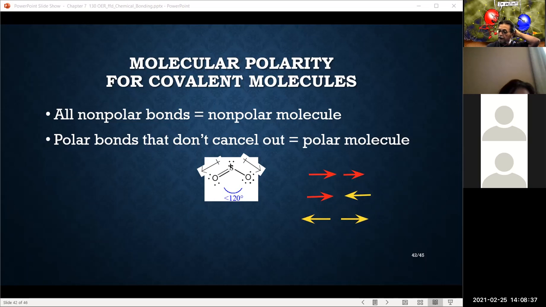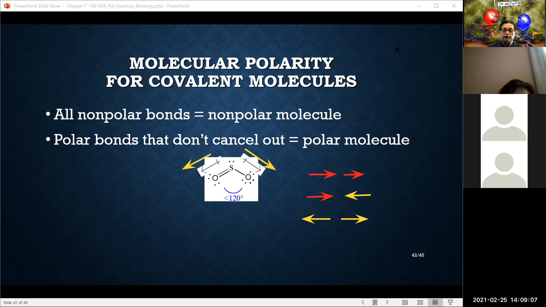So you can see the arrows up here in the sulfur dioxide. One arrow is going in this direction and the other arrow is going in this direction, so they do not cancel out. That arrow represents the polarity of that bond. And these two arrows do not cancel out. The result is that you end up with a polar molecule because the polarity of the bonds do not cancel out, okay?